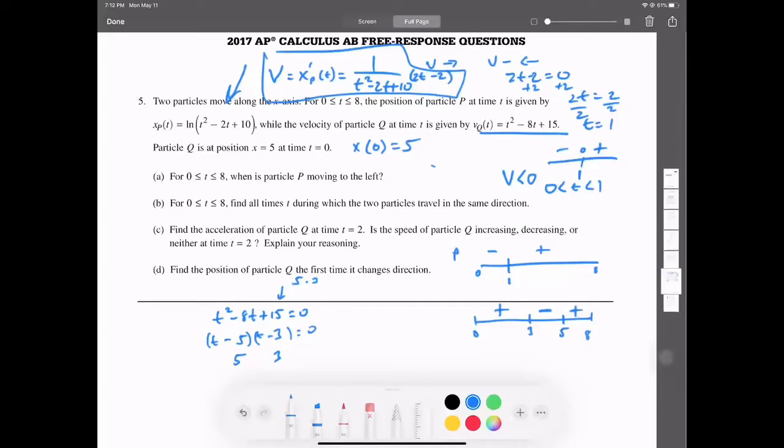So in what intervals were the particles going in the same direction? Well, from 1 to 3, they were both positive. So for t between 1 and 3, they're both moving to the right.